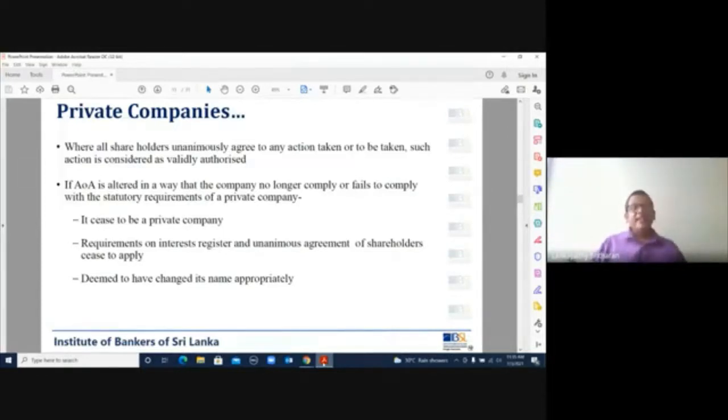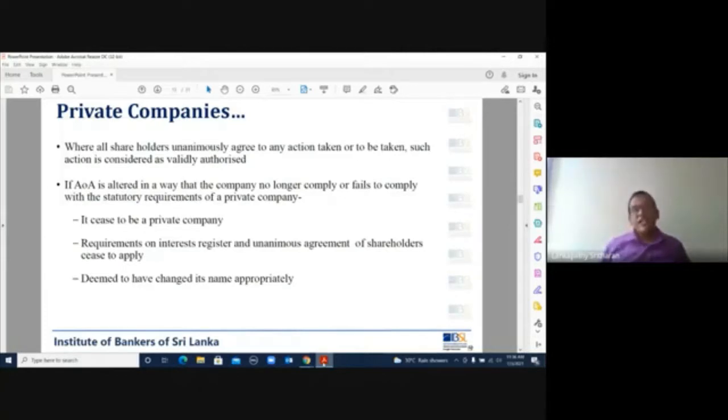The second one is, if it is a private company only, they can opt out of maintaining the interest register. But if it becomes a public company, or if they alter the articles of association to withdraw from the private company condition, then they have to maintain the interest register. And finally, they say that it is deemed to have changed its name appropriately.